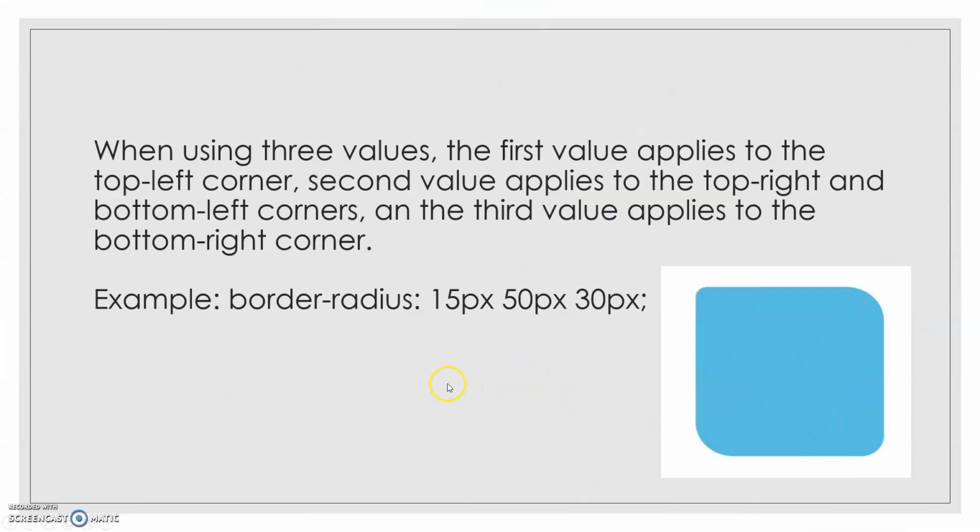So we can also use 3 values instead of the 4. In this example, I'm using the border radius 15 by 50 by 30. When we apply the 3 values, the first value applies to the top left-hand corner, which we can see. The second value takes on the top right-hand side as well as the bottom left-hand side. So you can see that the top right and the bottom left are going to have the same exact corners. And then the third value, which is the 30, is going to be applied to our bottom right-hand side right here.